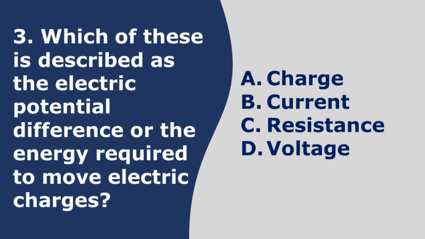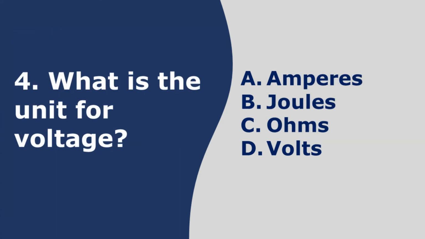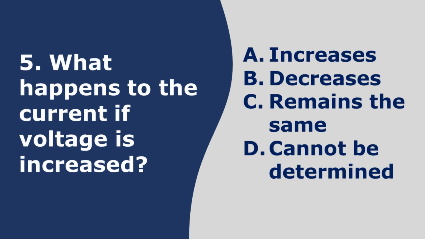Number 3. Which of these is described as the electric potential difference or the energy required to move electric charges? A. Charge, B. Current, C. Resistance, D. Voltage. Number 4. What is the unit for voltage? A. Amperes, B. Joules, C. Ohms, D. Volts.